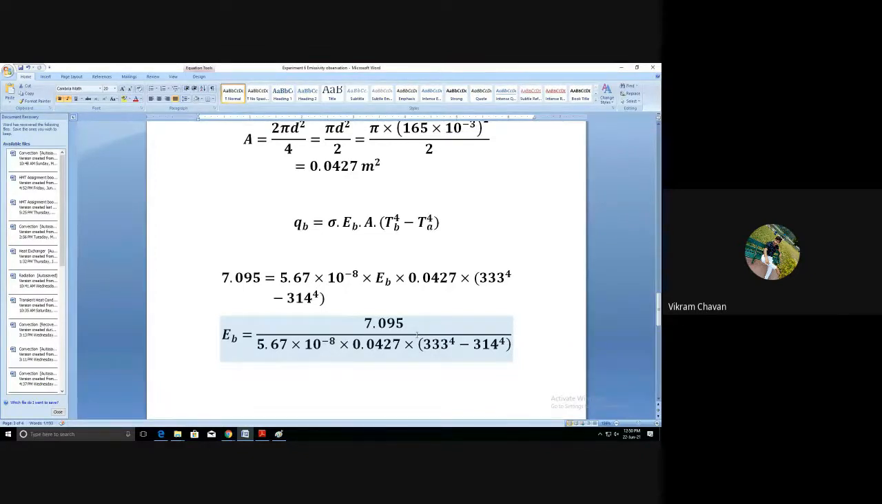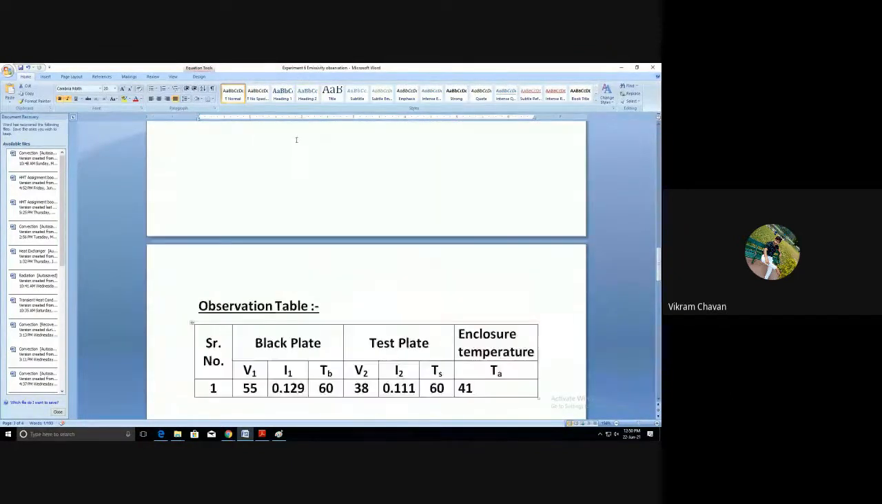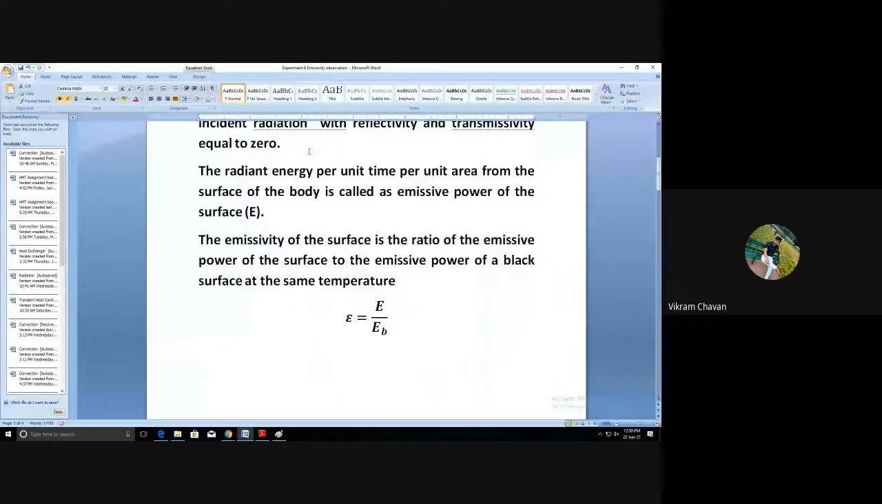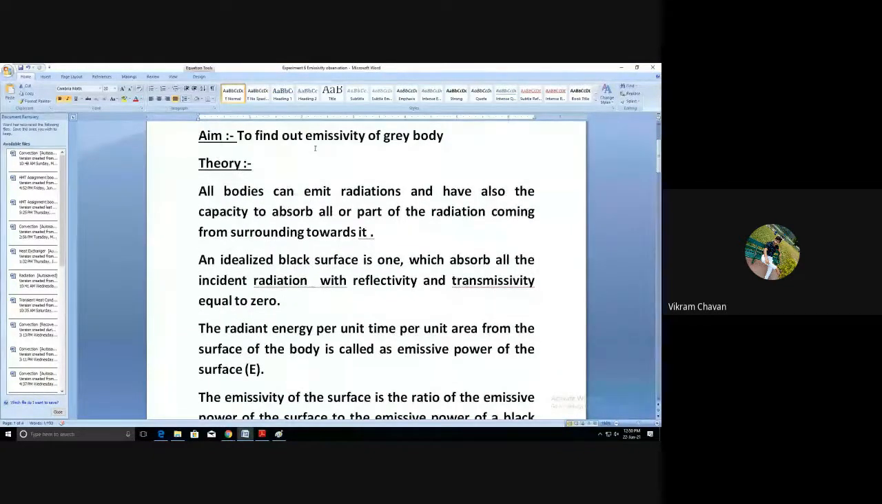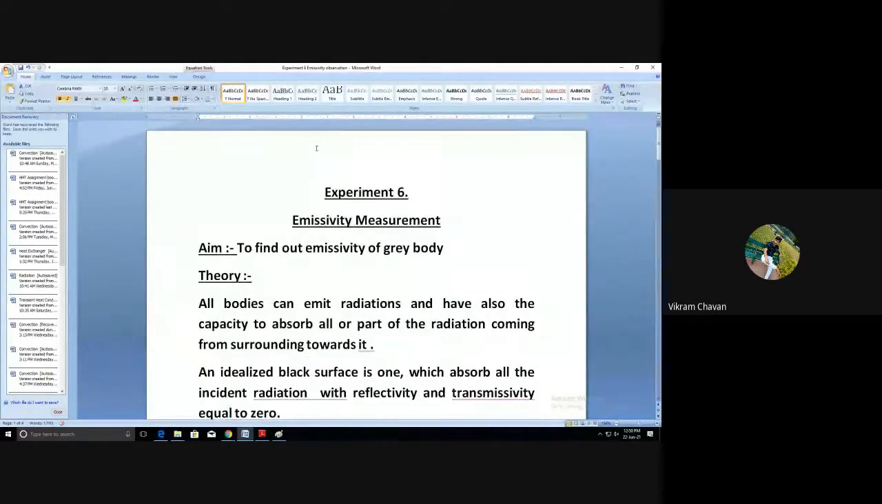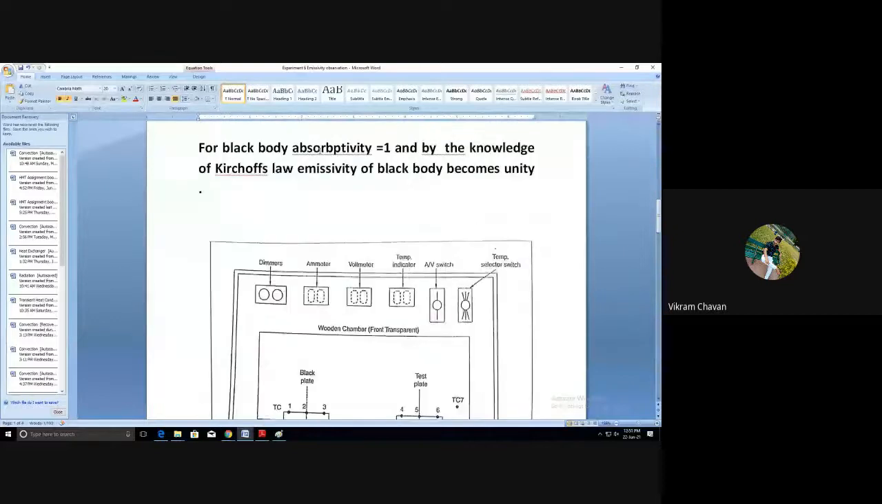I will share experiment number 6, experiment number 7, and experiment number 8, okay. 6 is this much only, 7 is this much only. The seventh and eighth experiments will be your programs, okay. For the programs, I will share the write-up part.